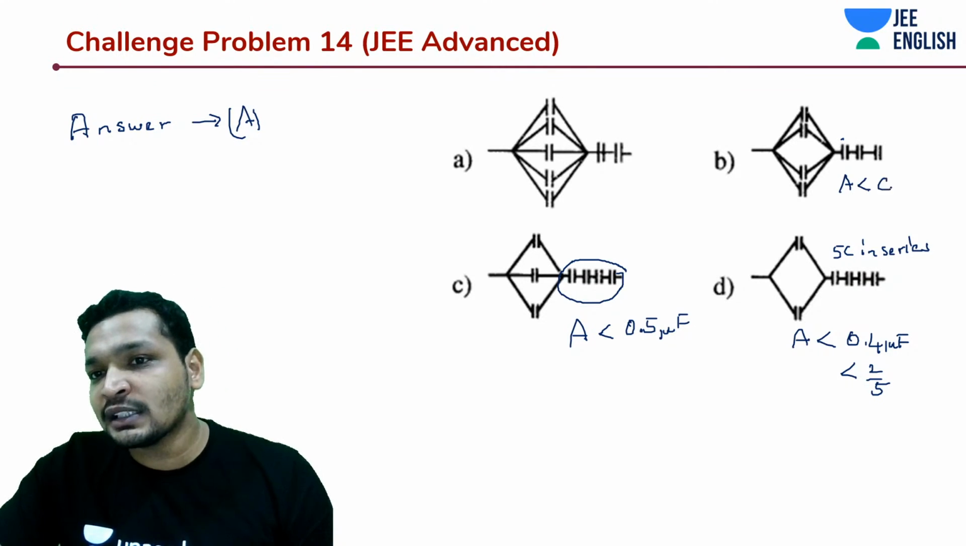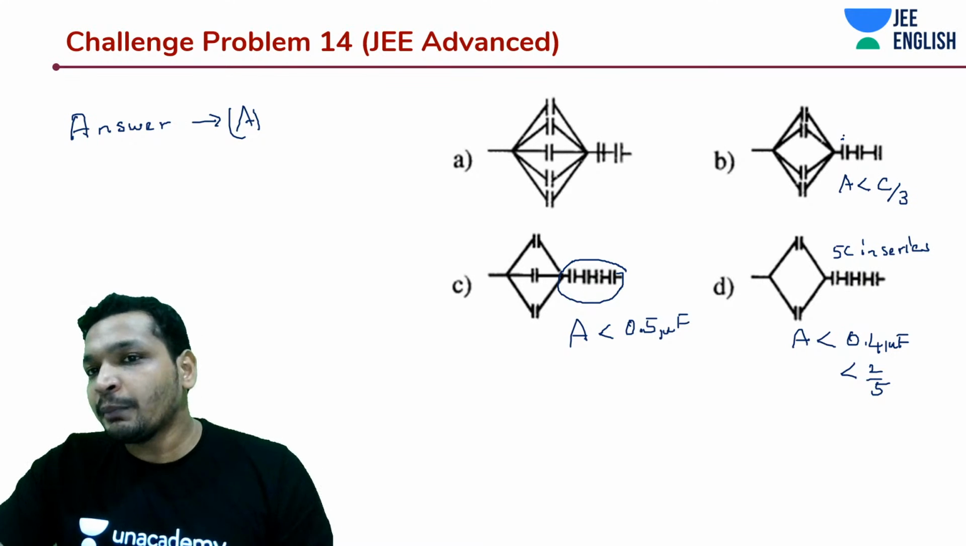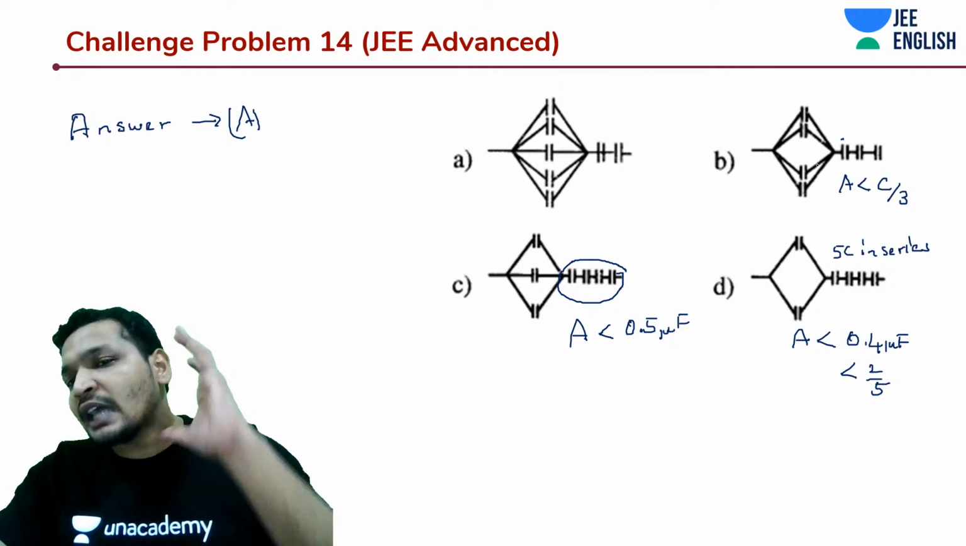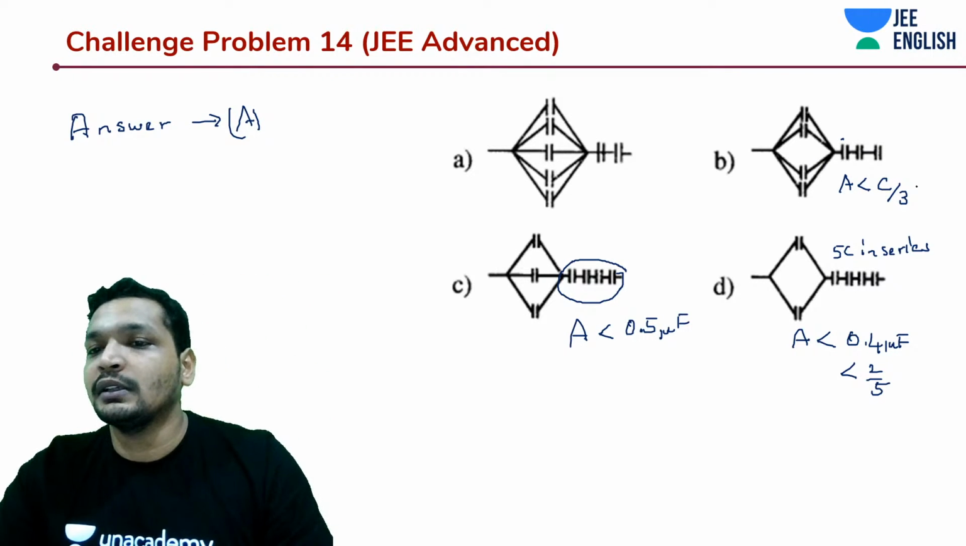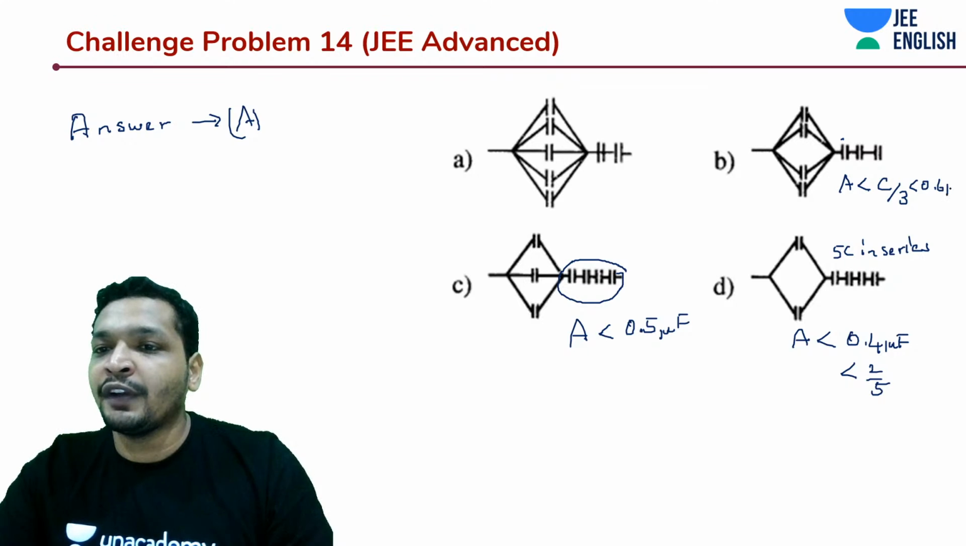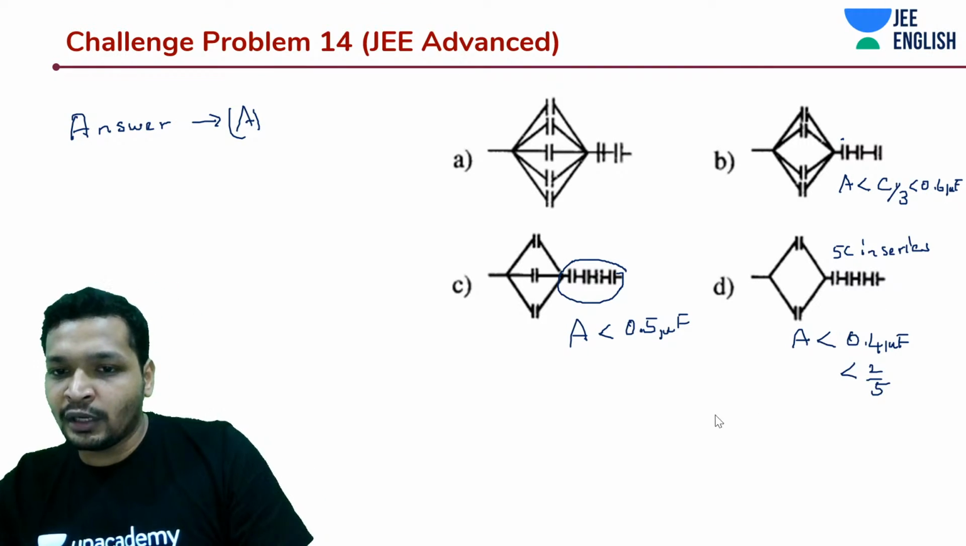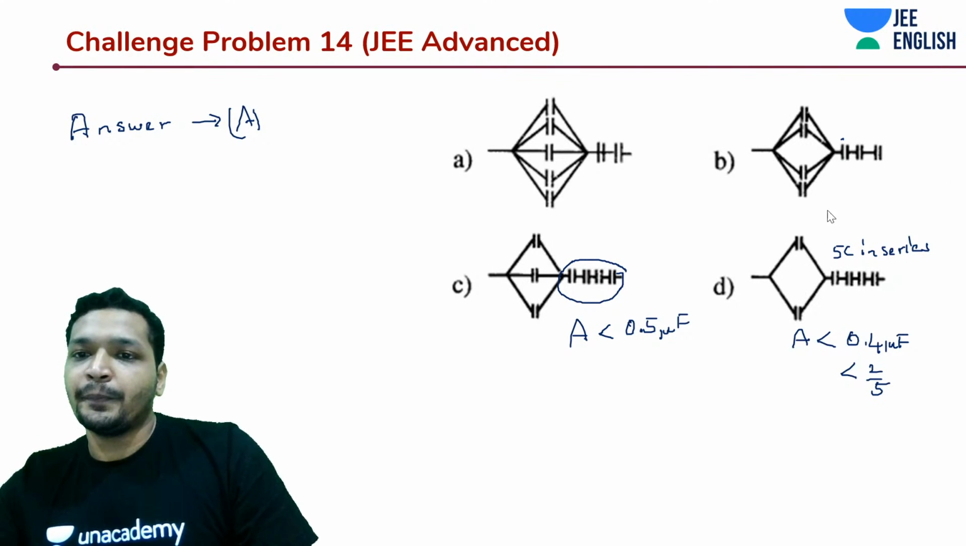Your answer should be less than C by 3. Because again, this C by 3 is in series, it's some large C, but your ultimate answer is going to be less than C by 3. You can calculate it and verify it. Something less than 0.6 microfarads. I think this one I'm not able to write down clearly over here. Let me take it on the top.